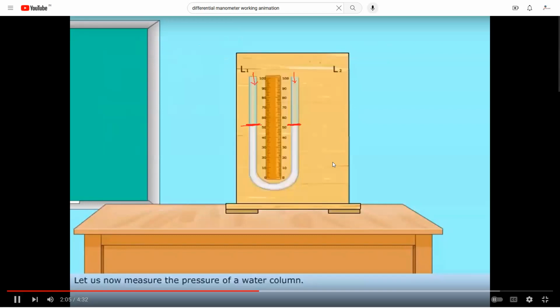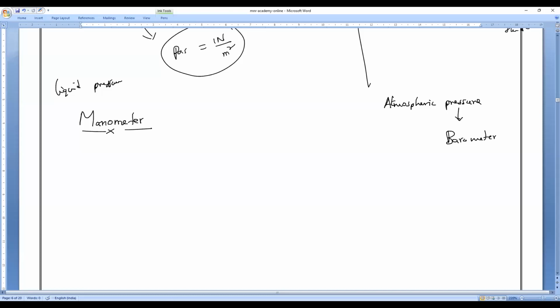Let us now measure the pressure of the water column. Anyhow, this is just for an idea. I am just showing you how the manometer works. I hope you all know, you studied it in class 8. And again in class 9, we are going to derive the formula now. So just remember. Do you all have an idea now? What did you study in 8th class, 9th class? Everybody, please respond, guys.